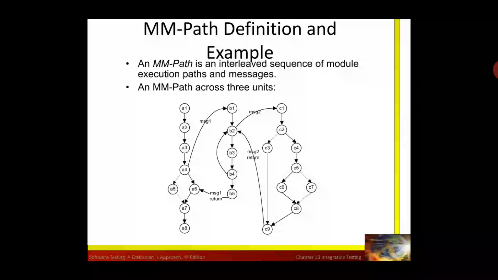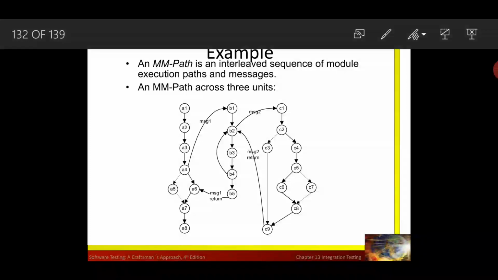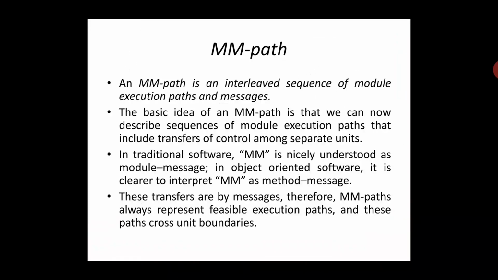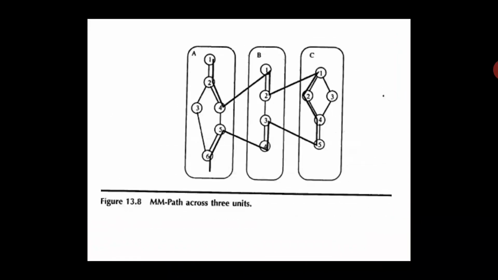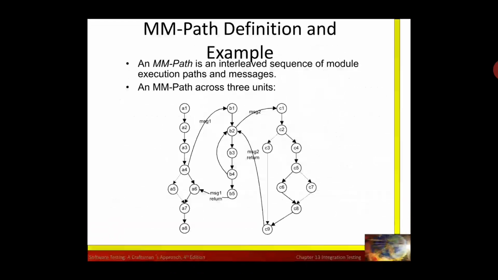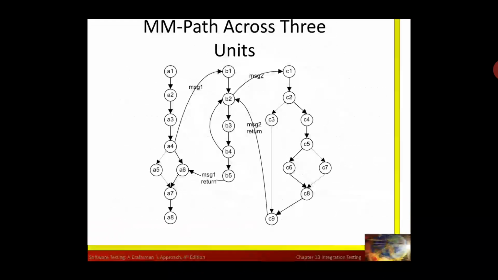Okay, so an MM path is an interleaved sequence of module execution paths and messages. An MM path crosses three units like this one, A4, B1, and in the same way B2, C1. The same thing is given in this node format, MM path across three units. You can just check here and clearly understand.